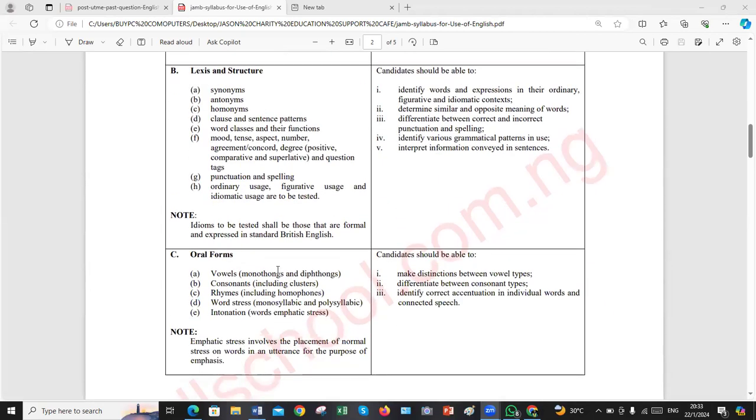Thank you very much. Okay, so we've talked about clauses and sentence patterns, word classes, and their functions, which was the last class. Now today we're going to be looking at, generally, these terms here. We might not go deeply into all of them. So we have mood, tense, aspect, number till the end.